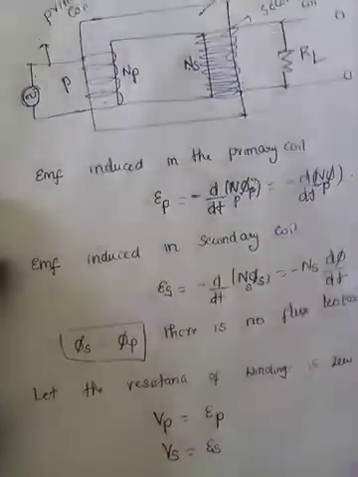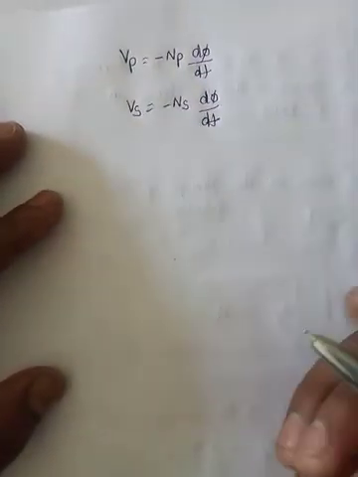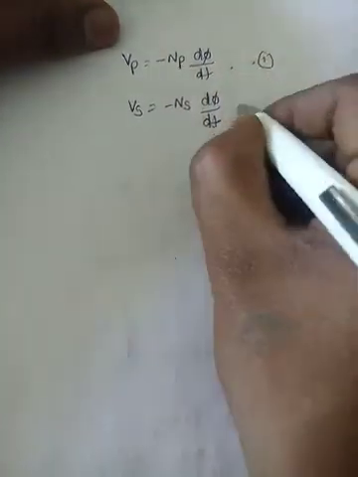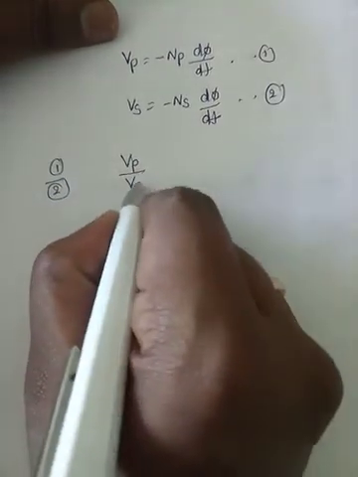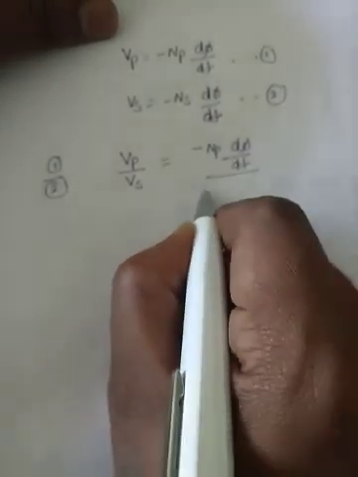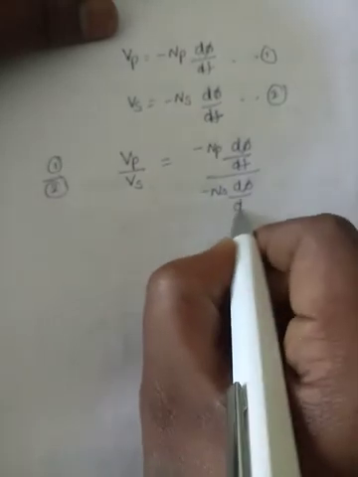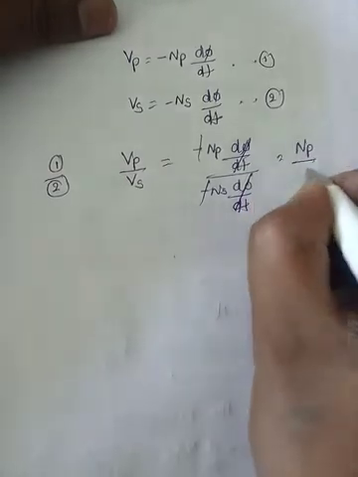So, replacing these values here, what are you getting, ma? Vp is equal to minus Np into d phi by dt, as well as Vs is equal to minus Ns into d phi by dt. Let us divide equation 1 by 2. What do you get? Vp by Vs is equal to minus Np into d phi by dt by Ns into d phi by dt. Minus minus cancels, d phi by dt cancels. What do you get? Np by Ns.